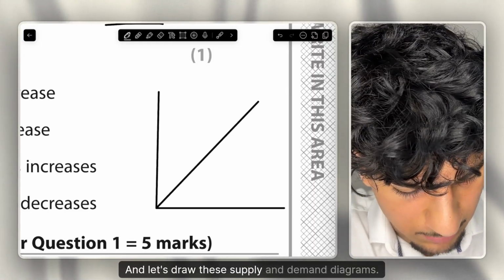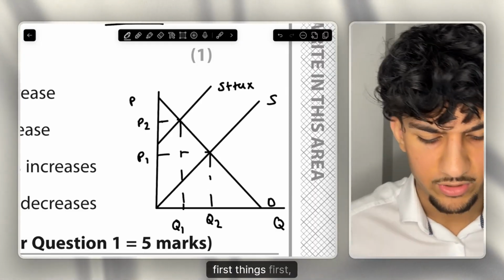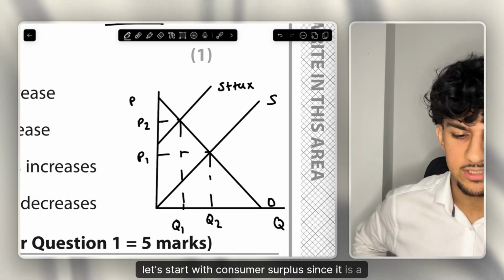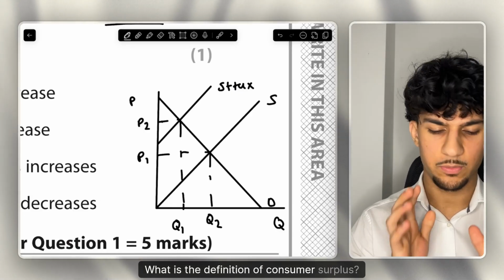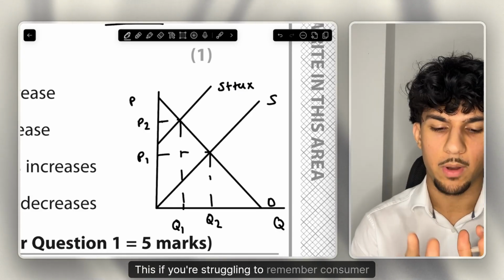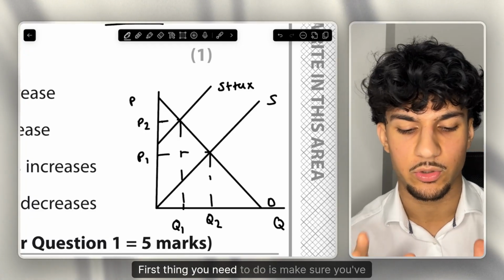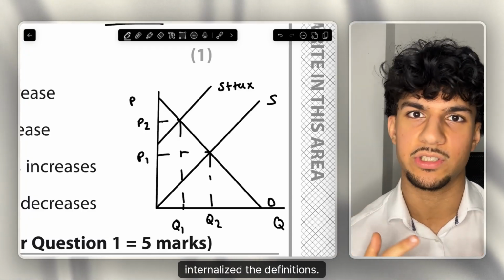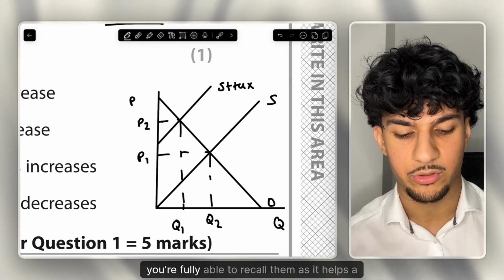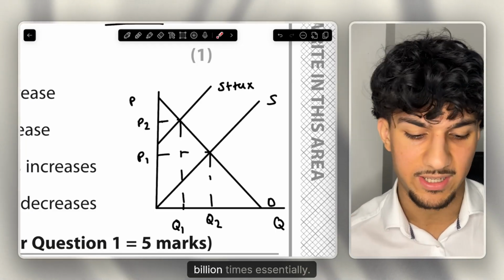And let's draw these supply and demand diagrams. Okay, first things first, let's start with consumer surplus since it is a bit easier. What is the definition of consumer surplus? If you're struggling to remember consumer and producer surplus, struggling to work it out, the first thing you need to do is make sure you've internalized the definitions. You fully know what they are, you're fully able to recall them, as it helps a billion times essentially.